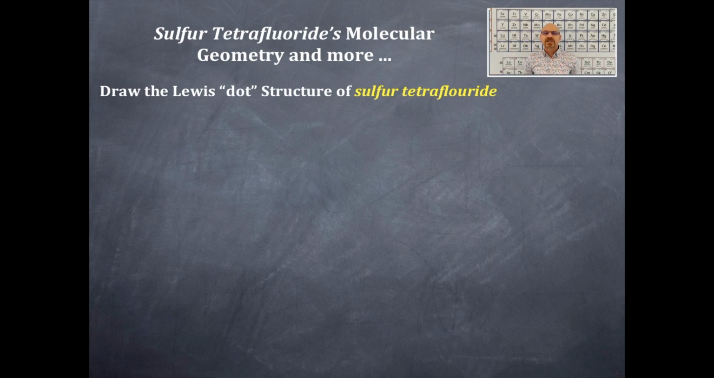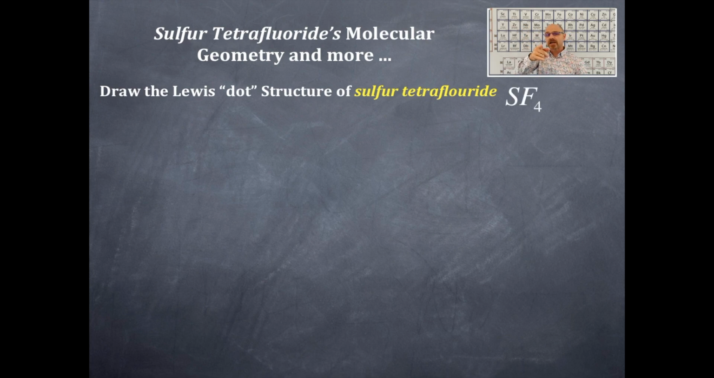So sulfur tetrafluoride. You should be able to get the formula of sulfur tetrafluoride. From sulfur, that's one sulfur. Tetra, that's four, so that's four fluorides. So here is our formula for sulfur tetrafluoride.